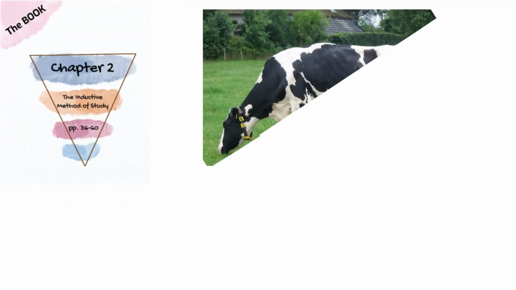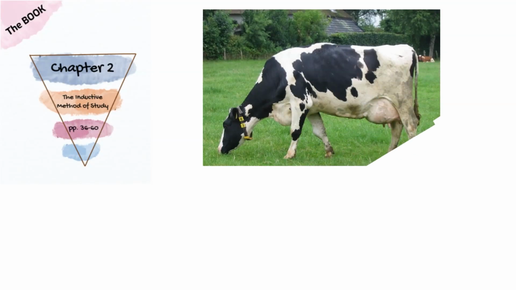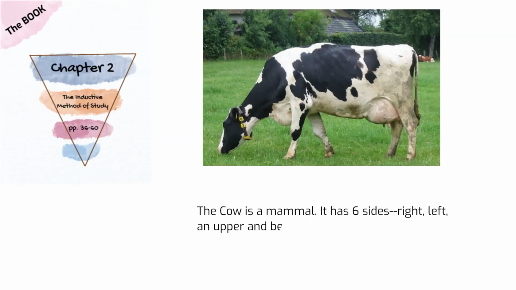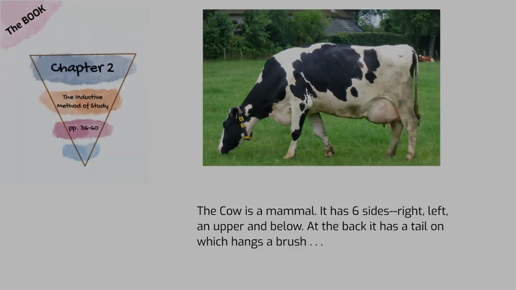This chapter includes an amusing essay by a 10-year-old that illustrates a combination of correct and faulty observations and interpretations. The cow is a mammal. It has 6 sides, right, left, upper, and below. At the back, it has a tail on which hangs a brush. And you'll just have to read the chapter to learn what else that 10-year-old can teach us about the cow.